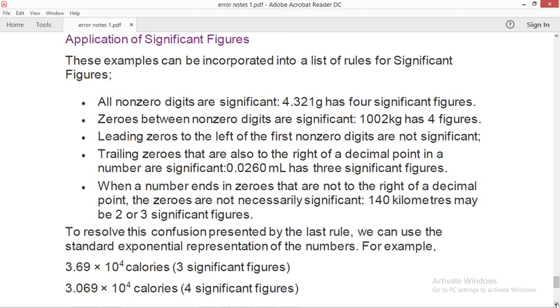Now the leading zeros to the left of the first non-zero digit are not significant. Trailing zeros to the right of a decimal point in a number are significant. So 0.0260 ml has 3 significant figures. Why? Because the zeros on the left are not significant. The zero on the right is significant, and obviously the non-zero digits are significant, so it has only 3 significant figures. When a number ends in zeros that are not to the right of a decimal point, the zeros are not necessarily significant. Say 140 kilometers may be 2 or 3 significant figures.